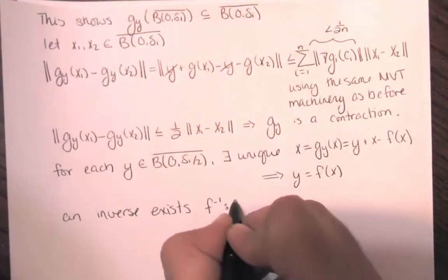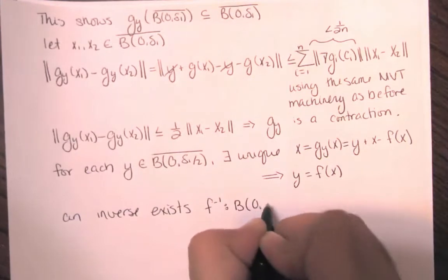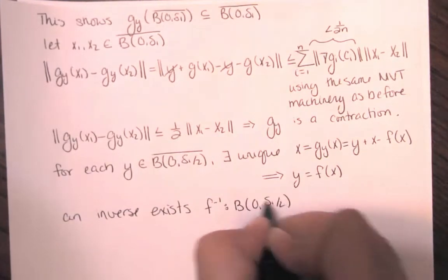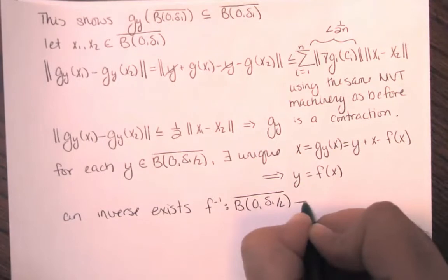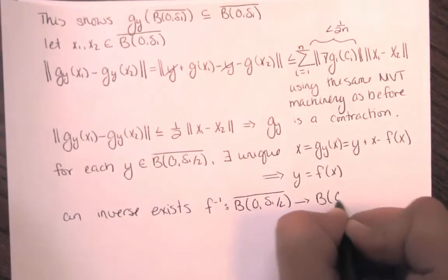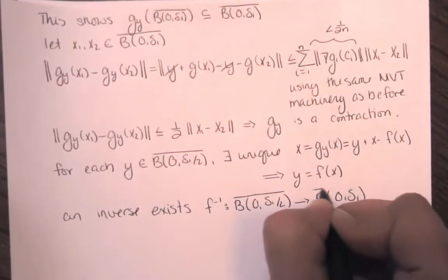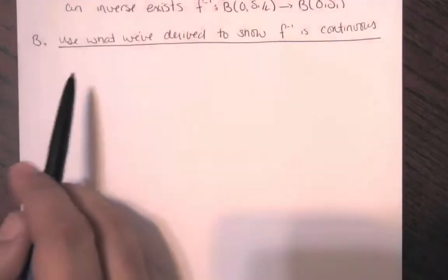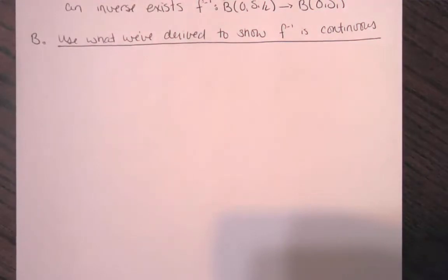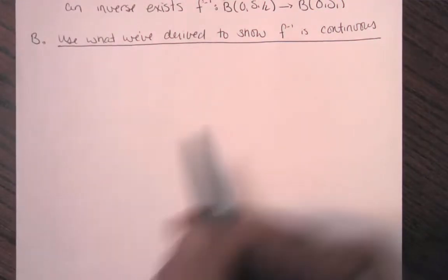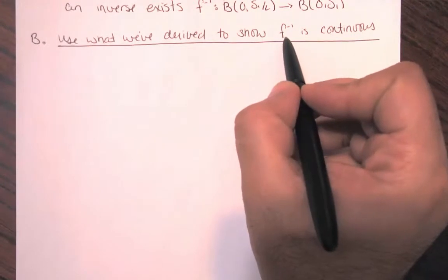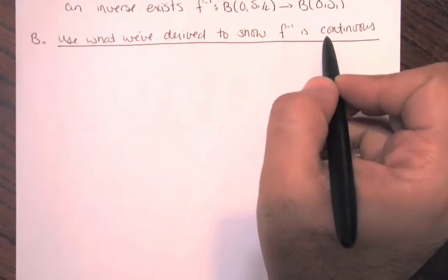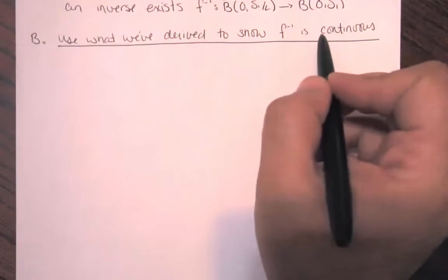F inverse, which maps the closed ball of radius delta 1 over 2 to the closed ball of radius delta 1. So let's use what we've derived to show that f inverse is continuous. Now, we're going to show that f inverse is differentiable, which you might think makes this redundant, but we're actually going to use this continuity result to show f inverse is differentiable.